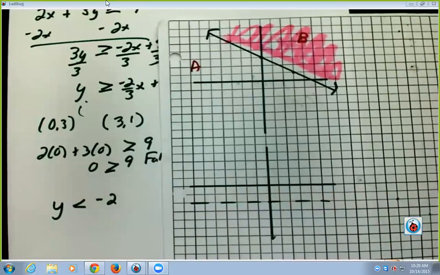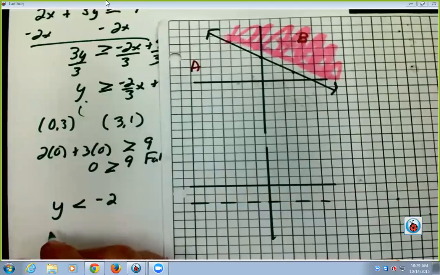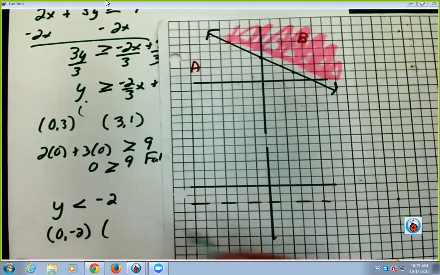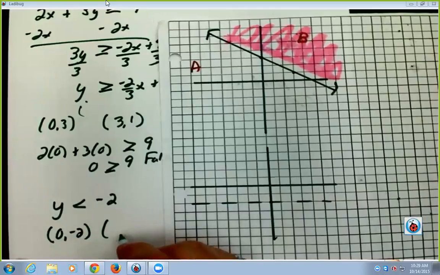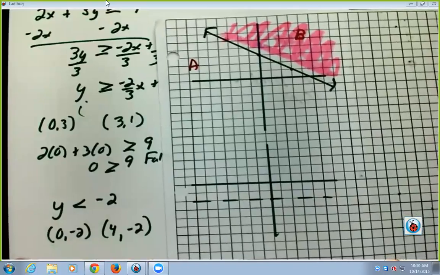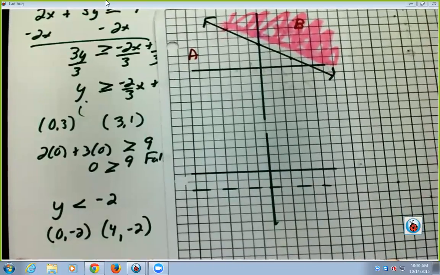Okay. But what if Hawk said I need some points? What kind of points would we get? Got a whole gob of them in here. So I can have 0, negative 2. As long as y is 2, or negative 2, x can be whatever I want it to be. So I could put a 4, I could put a 3, I could put a 1, whatever I want to put in there, okay?